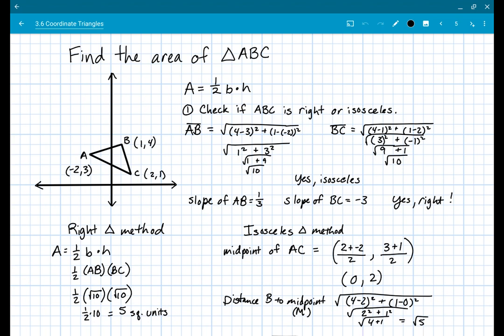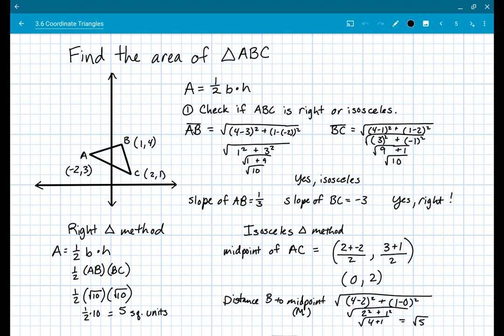First I checked isosceles. It looks like AB and BC could be equal to each other. And indeed they are both equal to the square root of 10. Excellent, this is an isosceles triangle. I also checked if AB and BC make a right angle. AC seems like the longest side, so B would be the natural place for a right angle.